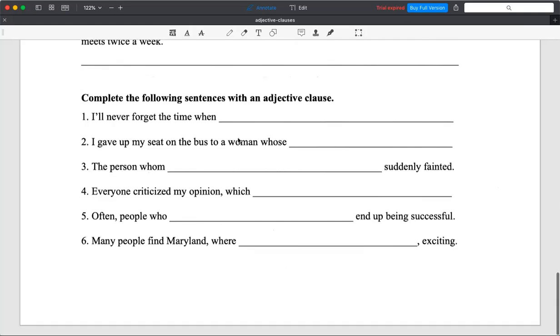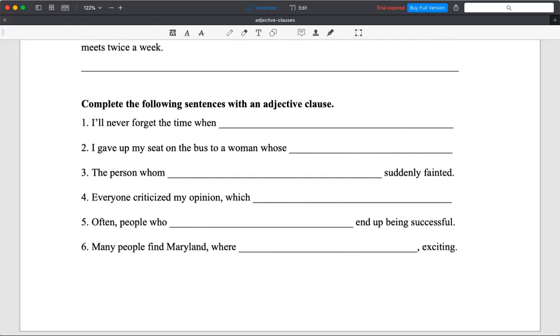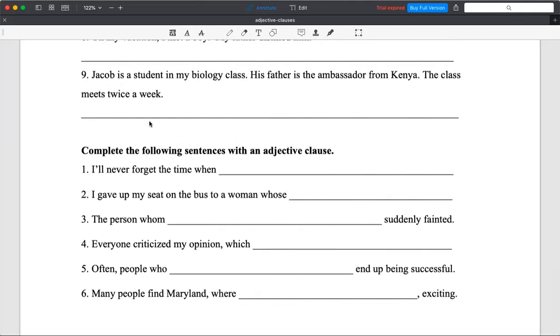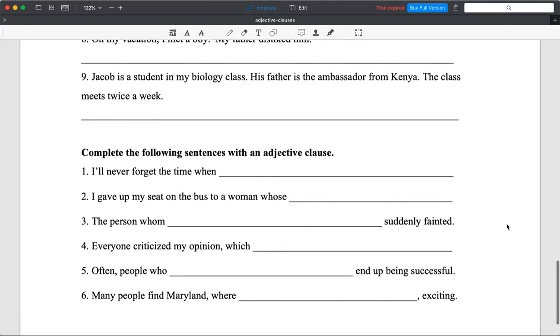So for the next exercise, what I suggest you do, I want you to complete these sentences with your own words this time. Try to fill in the blanks by your own words. I want all of you to try answering and completing these sentences with the adjective clauses, all those 6 numbers. Go ahead.